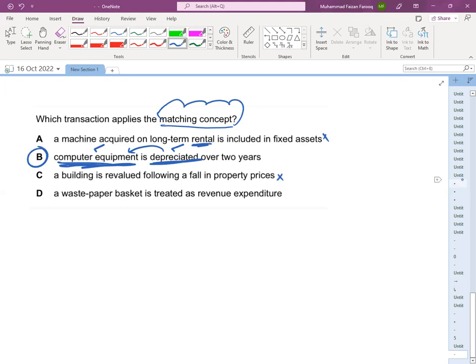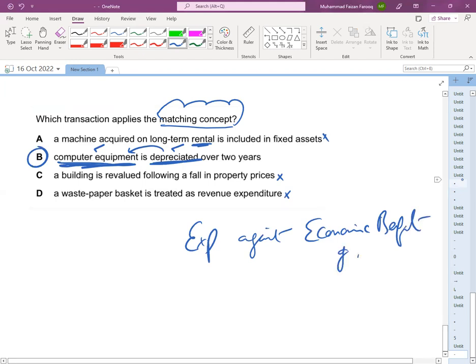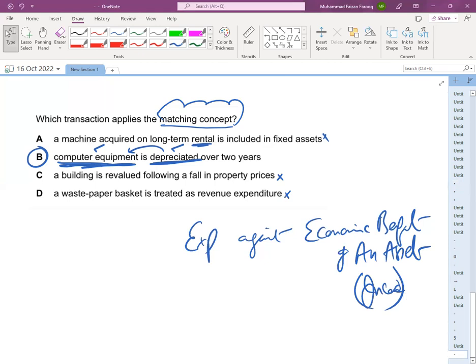Revaluation can never be a matching concept. Recording a revenue expense directly is not a matching concept. Matching concept means an expense must be matched against the economic benefits of an asset, meaning future income. So the answer is B. The next question will appear on your screen in a second.